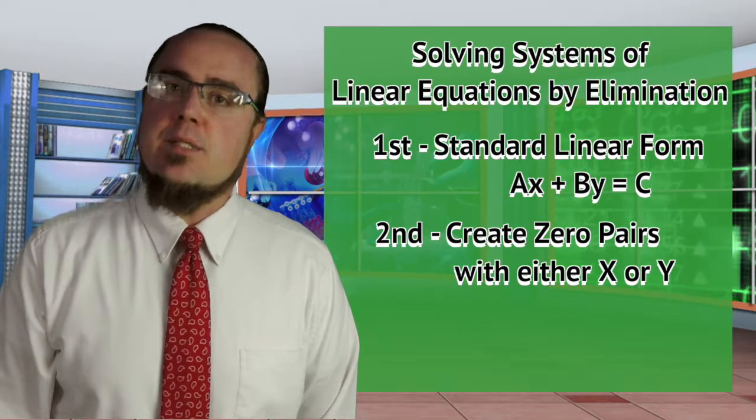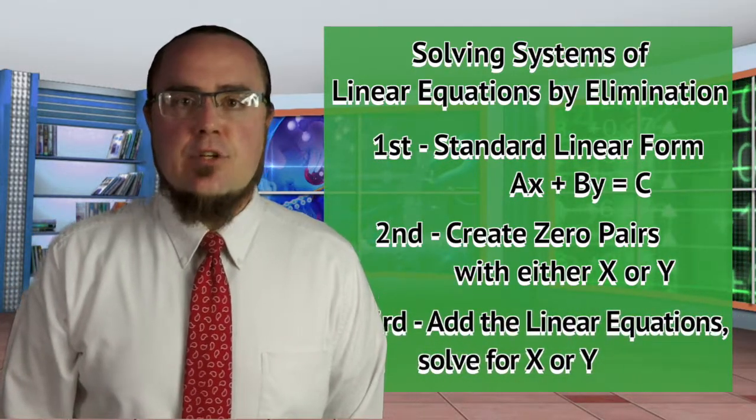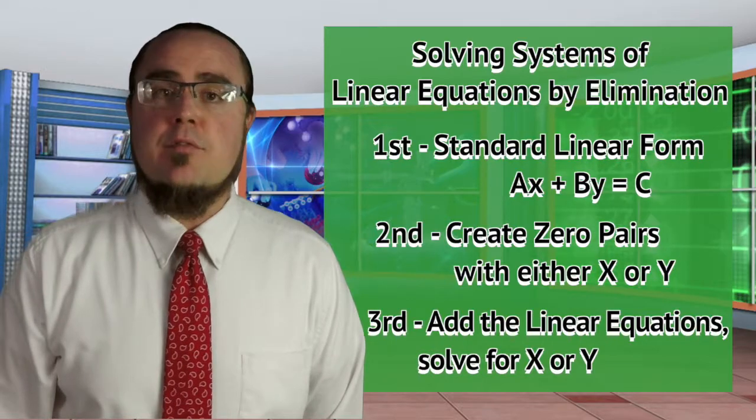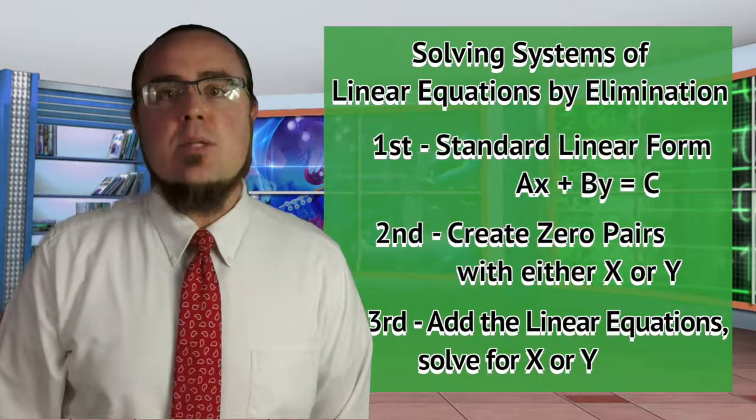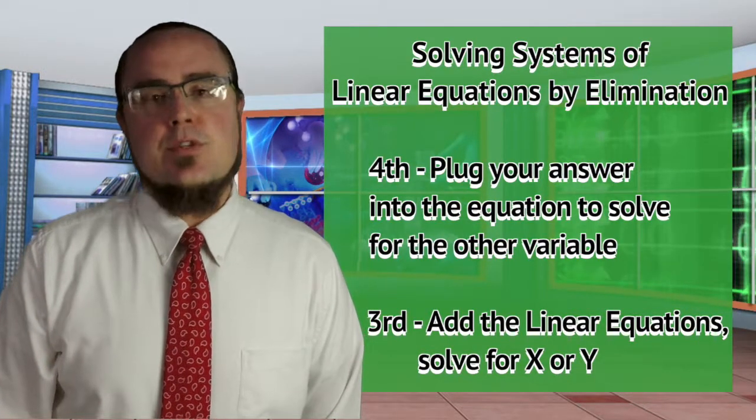Remember, a zero pair has the same number but opposite signs. Third, add the two standard linear equations together to solve for one variable. Solve for the second variable by substituting the solution of the first variable into one of the original equations.